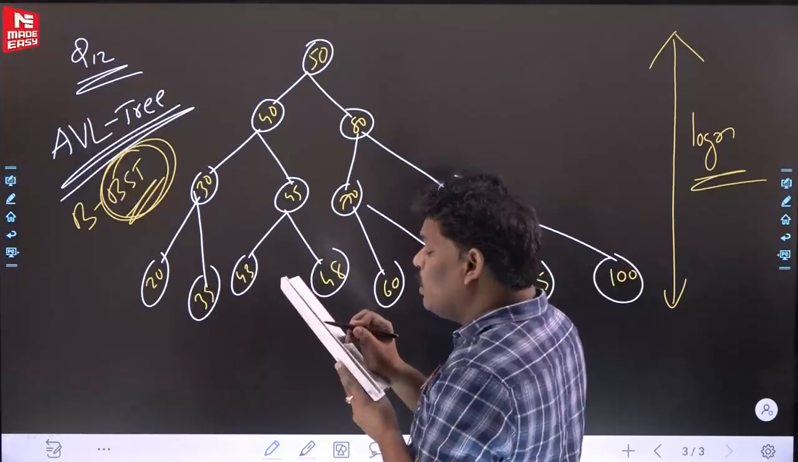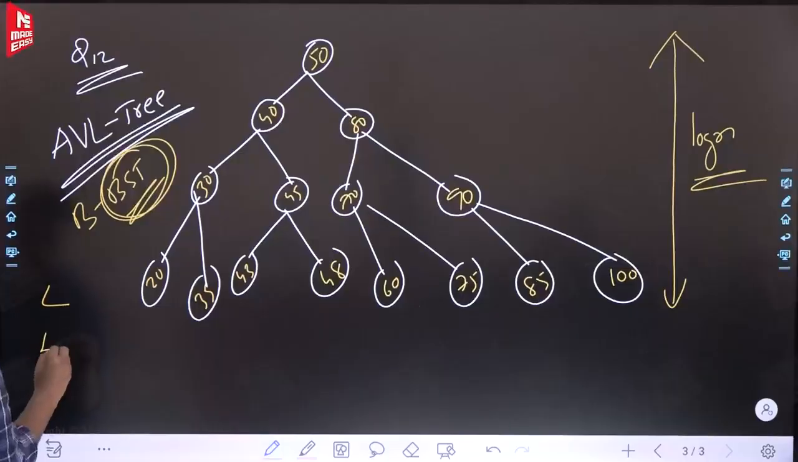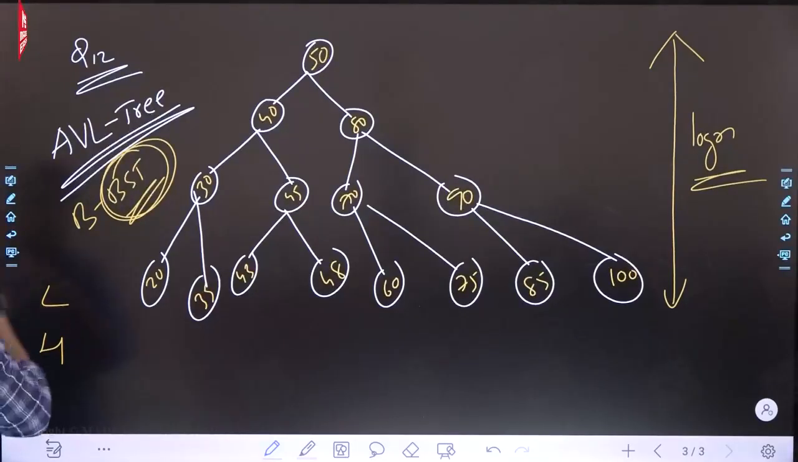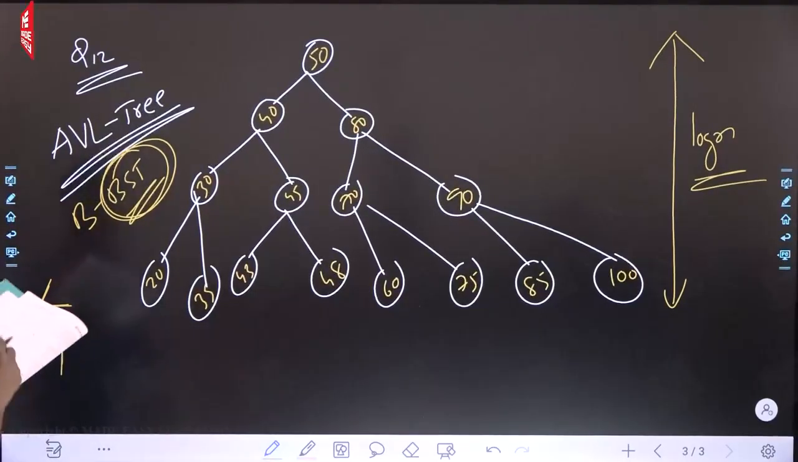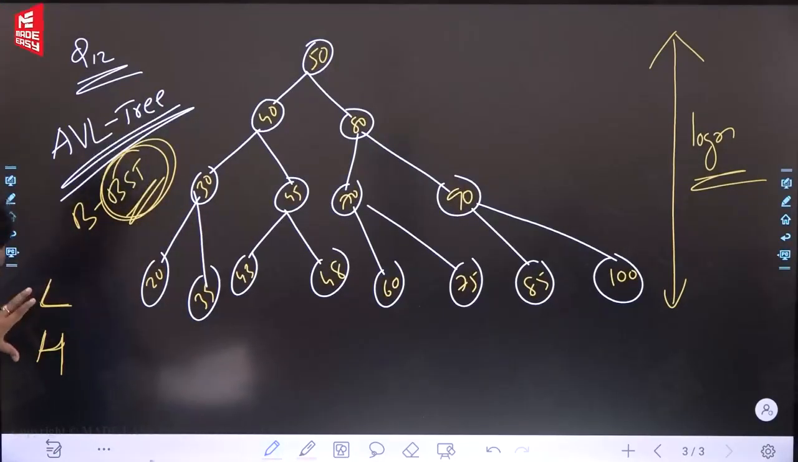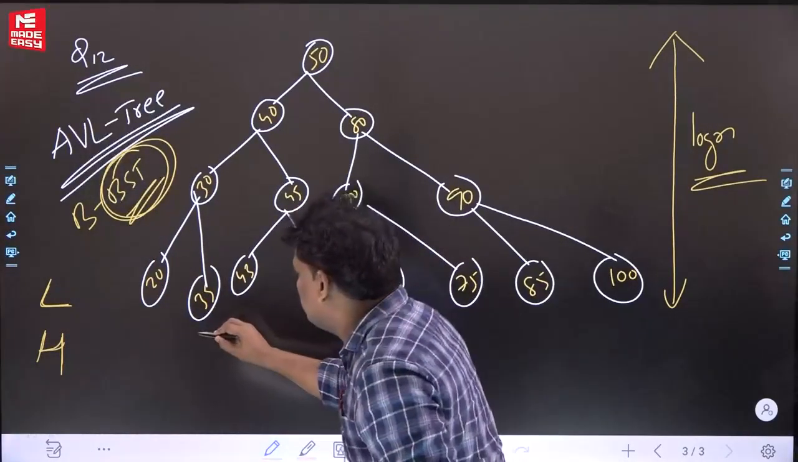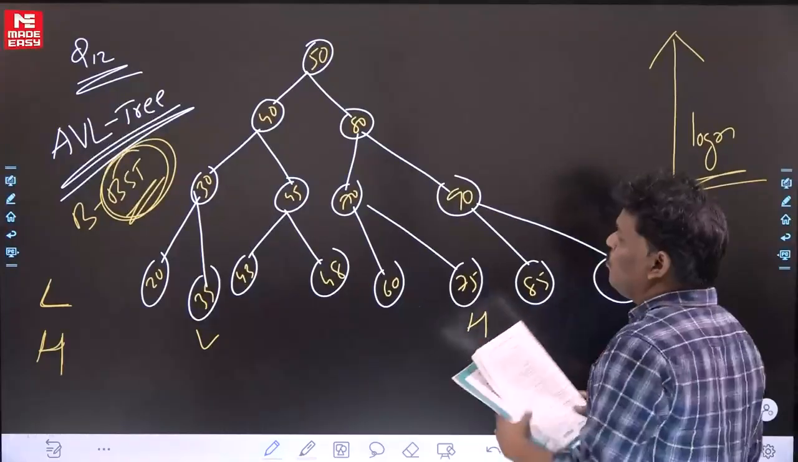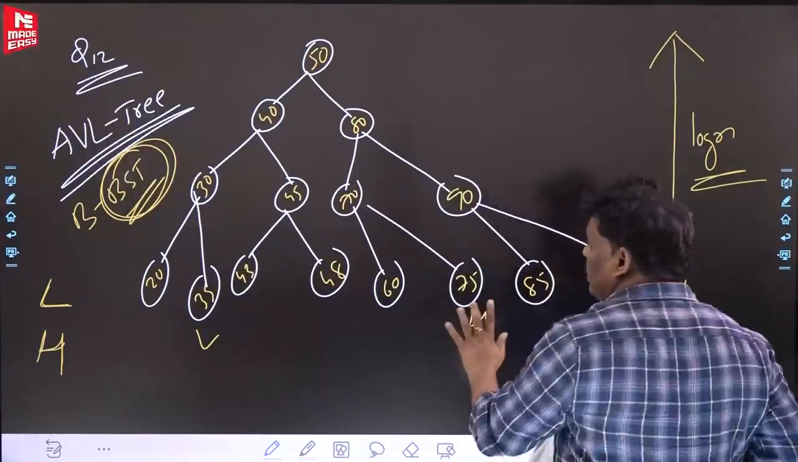We are given two numbers, L and H. In this problem, from this tree, he will give two numbers to you, L and H. Assume that L is this one and H is this one. Assume that L is 35, H is 75.